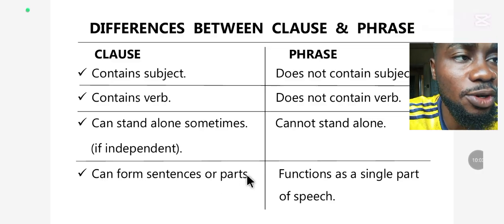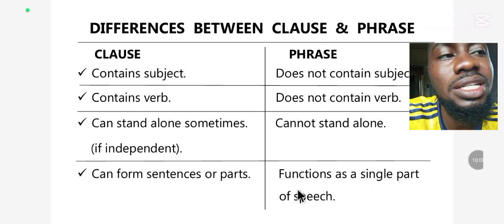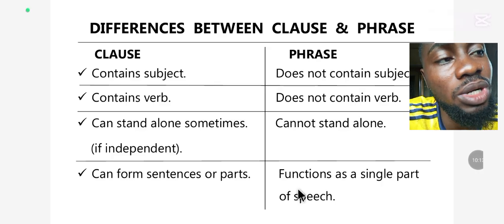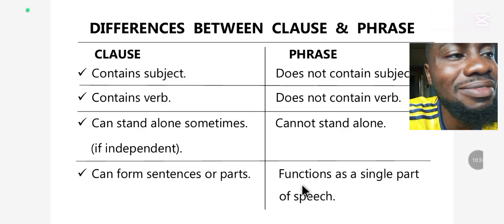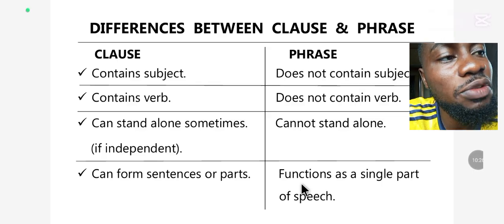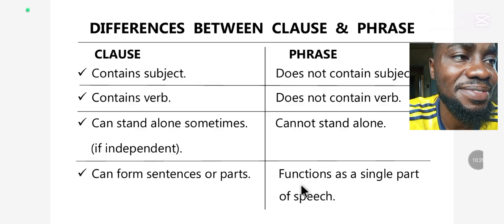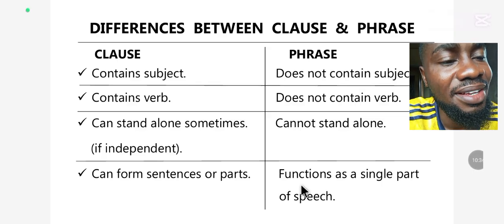A clause can form sentences or parts of sentences. Yes, that's for clause. Then for phrase, it functions as a single part of speech. A phrase can function as an adjective, a verb, a pronoun, or a conjunction. A phrase can never form a sentence. It can only form a part of speech in a sentence. Did I make myself clear? I think I did. Let's move on.